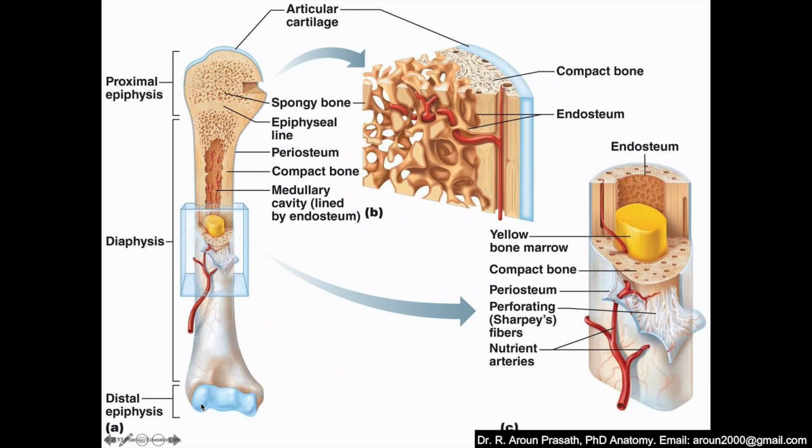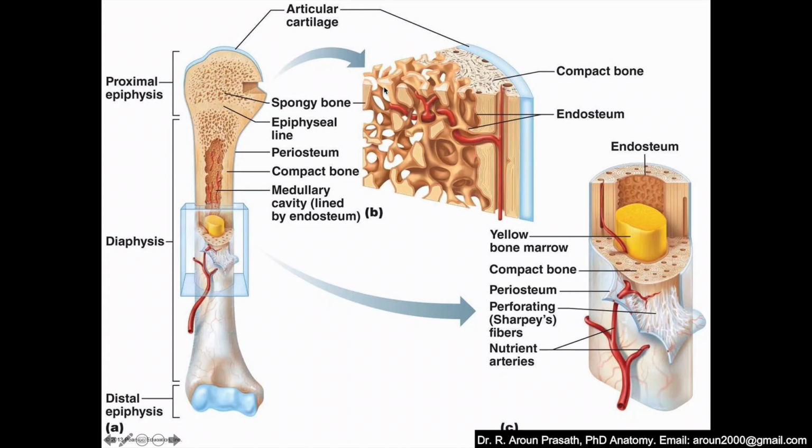Bone has two layers. One is the periosteum, the outermost layer, and the endosteum, the innermost layer, and deep to that you have the spongy bone. Inside there is a cavity called the medullary cavity, where the bone marrow is located. This bone marrow in young age is red in color and produces blood cells. As age progresses, red bone marrow changes into yellow bone marrow because fat cells come and accumulate in this region.